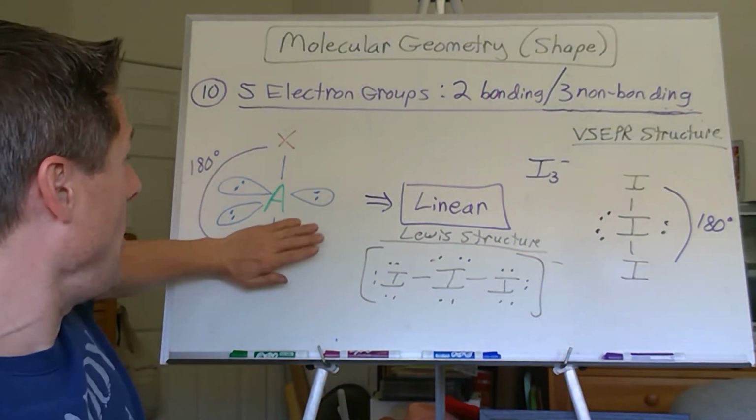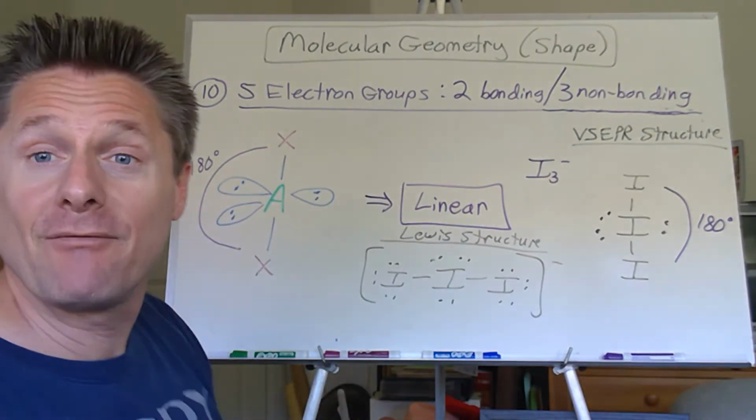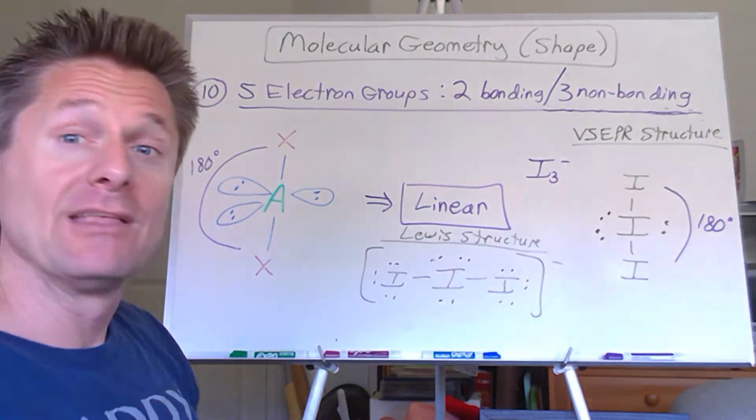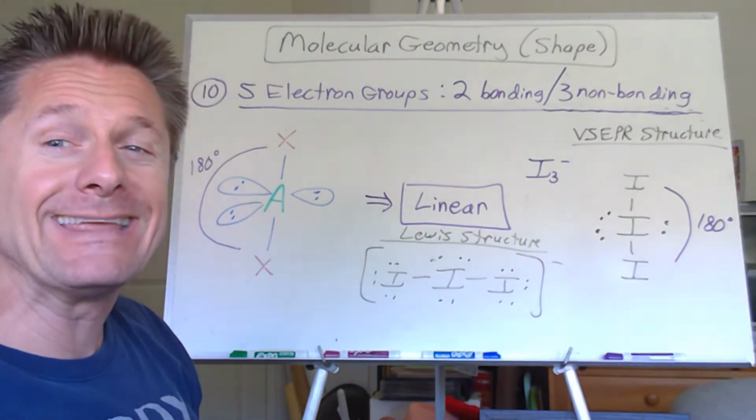That's as far as we can go, because if we did one more lone pair, we wouldn't have a central atom anymore. So we now have to go to 6 electron groups. See if you can do 6 electron groups all bonding. See what shape you get.